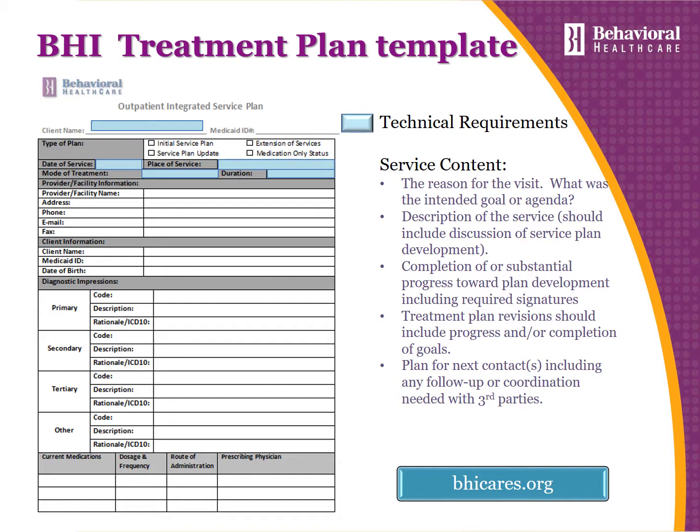Note that the same technical documentation requirements for other documentation applies to treatment planning, and the service content required is specific to treatment planning.